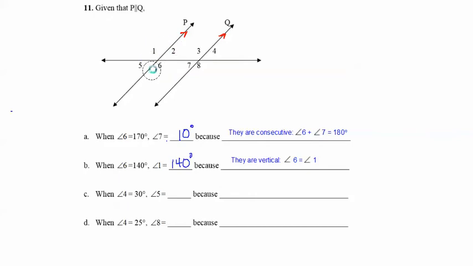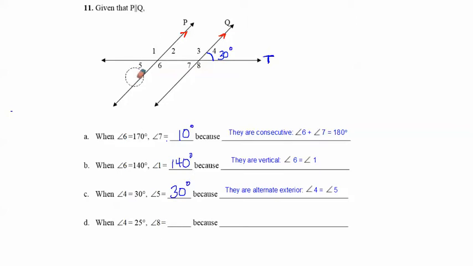Now they're asking us to try another scenario when angle 4 is 30. So you come over here to angle 4 right here, and that is now 30 degrees. What would be angle 5? So we need to think about the relation between angle 4 and 5. They are on the outside space of the parallel lines, and they are on alternate sides of the transversal. So I would call them alternate exterior. And we know that alternate exterior angles should also be congruent. So if angle 4 is 30, angle 5 should also be 30.